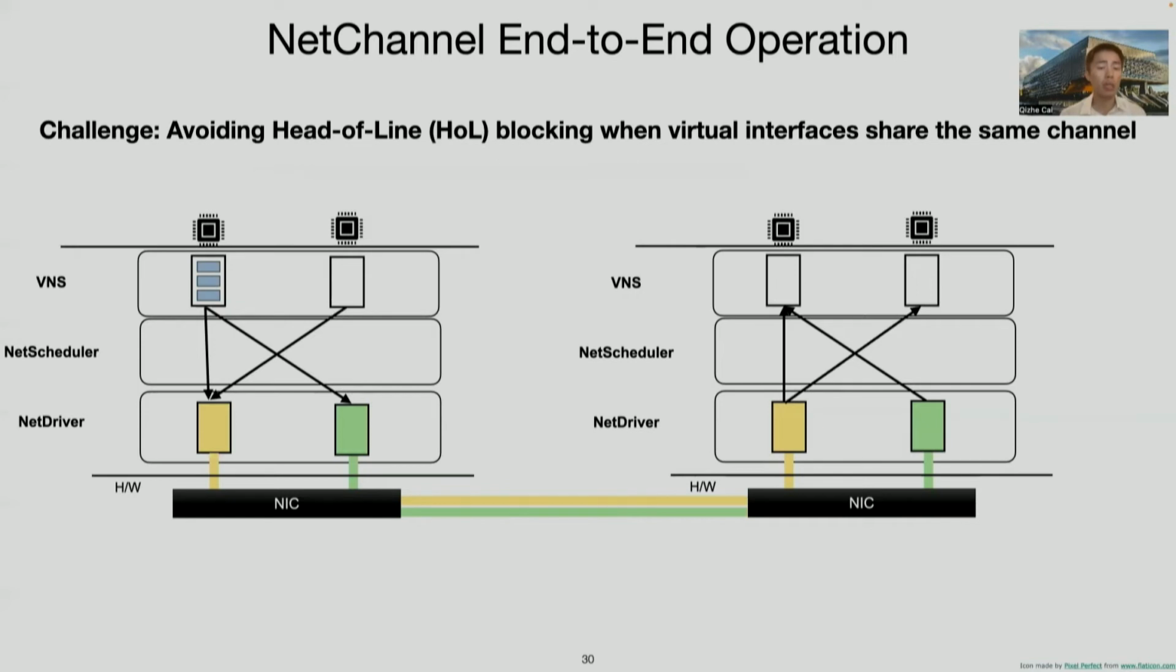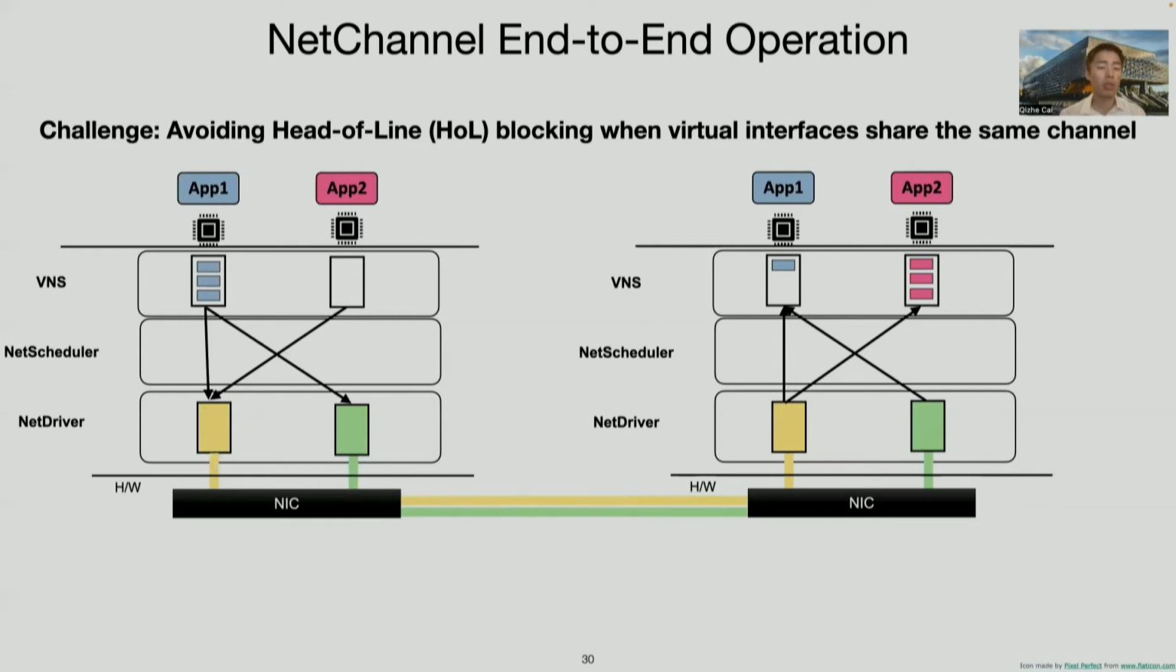Now, let's look at an example which illustrates one of the challenges that NetChannel has to address when multiplexing data from multiple virtual interfaces on the same channel. Here, we have 2 applications. Data from application 2 is sent only on one channel, while data from application 1 is multiplexed on both channels.